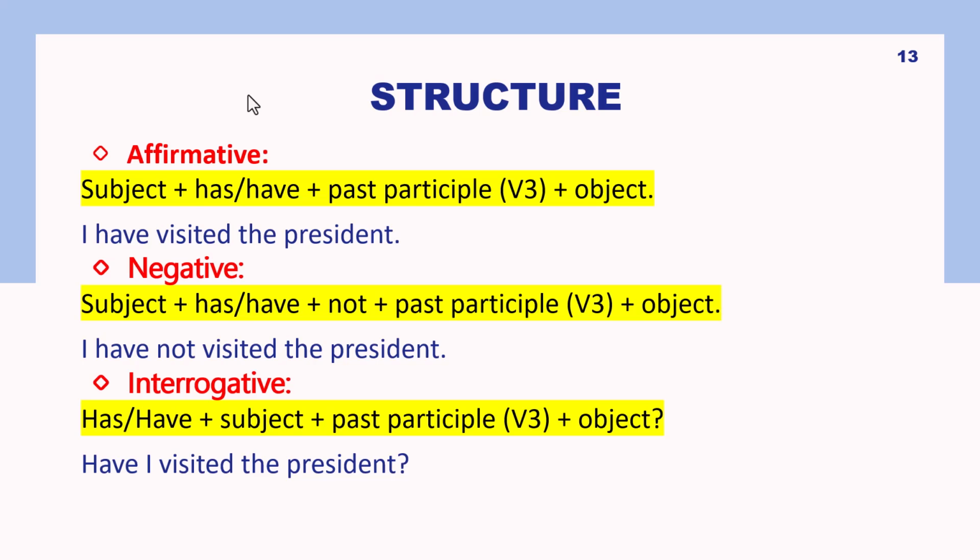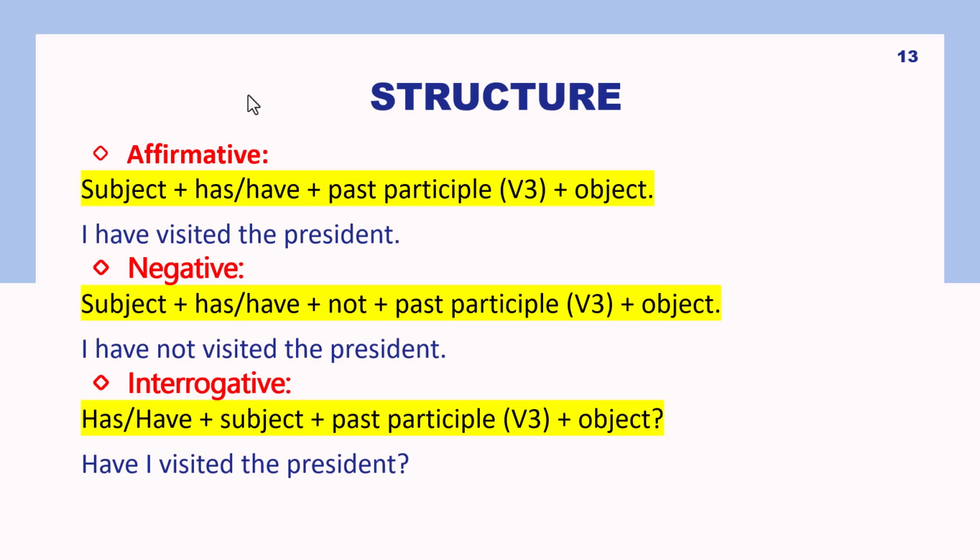So if you'd like to change the sentence into negative, first you use subject and then you use has or have. Then you use not to make the sentence negative, and then past participle or third form of the verb, and then object. So, I have visited the president. If you would like to change the sentence into negative, all you need to do is to put not after the helping verb. I have not visited the president.